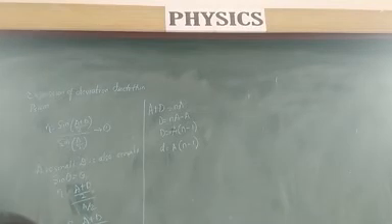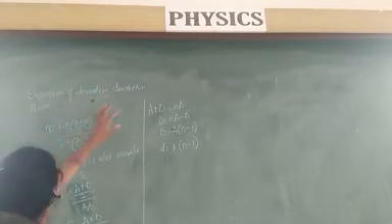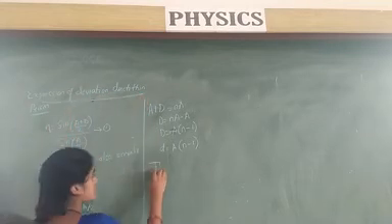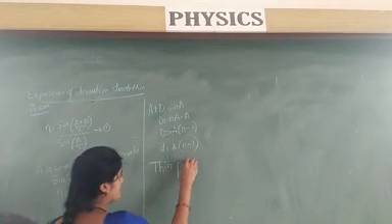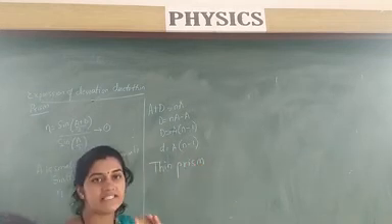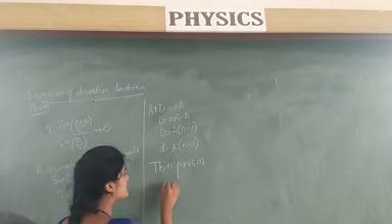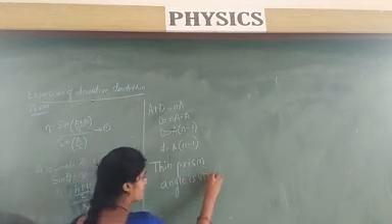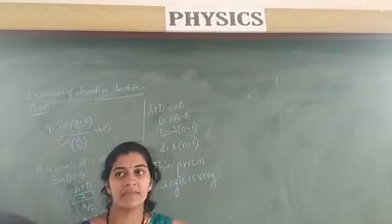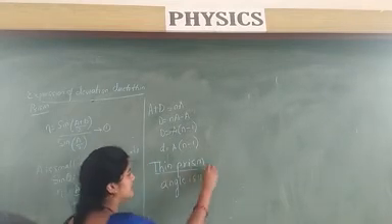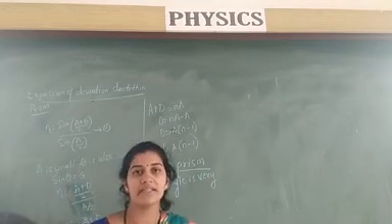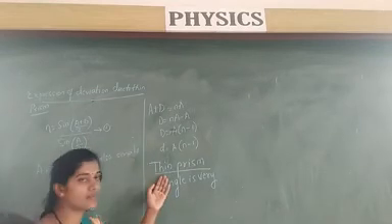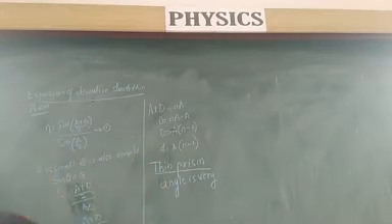Now next we are starting the expression of the deviation due to thin prism. First, thin prism is what we have to study. The definition for this thin prism: the prism is very thin and the angle is very small. The prism which is very thin with a very small angle, we can call it a thin prism. Now here we have to derive the expression.